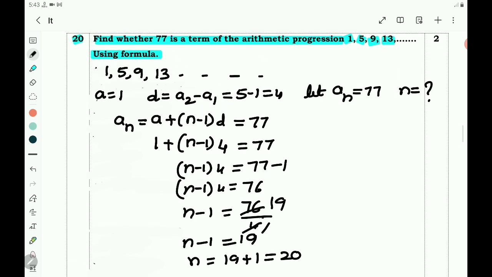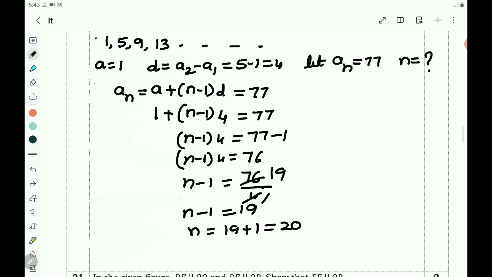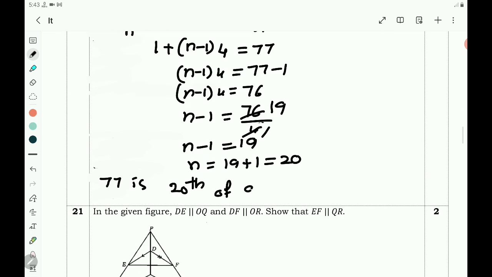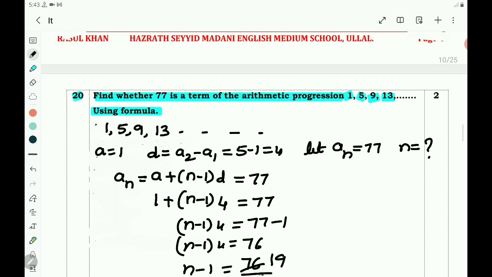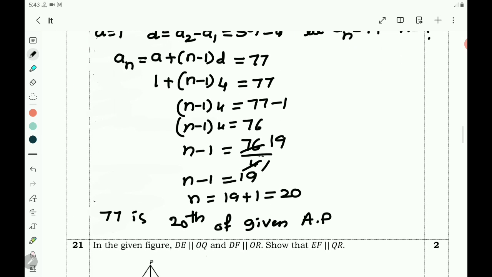Then yes, you can say that 77 is a term. Which term? That is the 20th term. So you take 77 is the 20th term of the given AP. Of the given AP means it is a term. Here what is asked, whether it is a term or not. Yes, it is a term. You can write it is the 20th term. Simply you can write, yes, it is a term. This word also you can write.